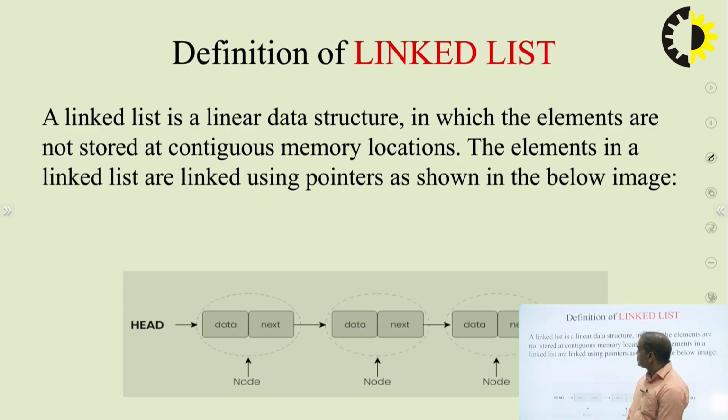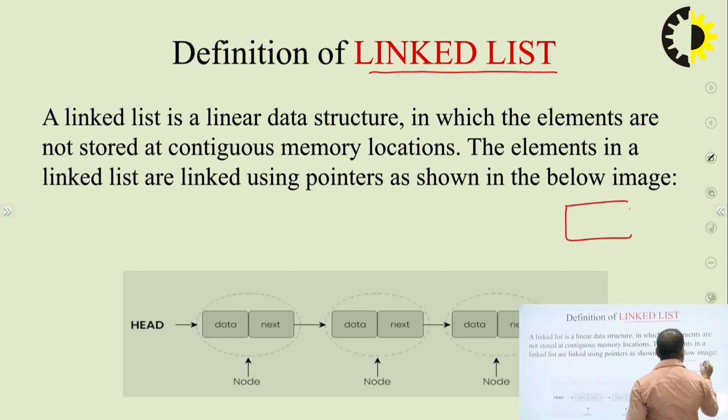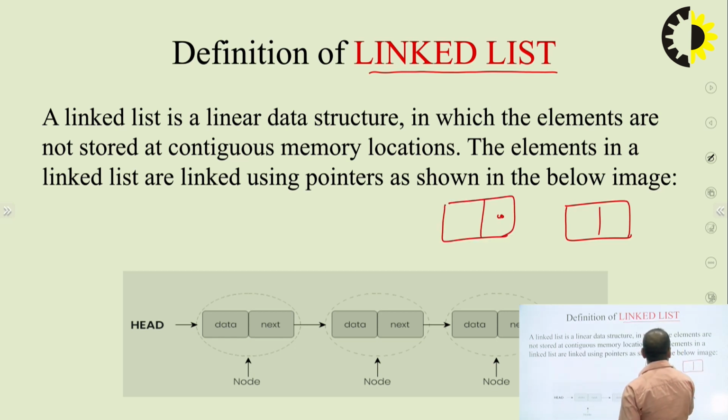The next is what is meant by linked list. This is the definition covered in these slides. A linked list is a linear data structure in which the elements are not stored at contiguous memory locations. That means elements may be located at any place. We connect them with nodes, and such a list is called a linked list.